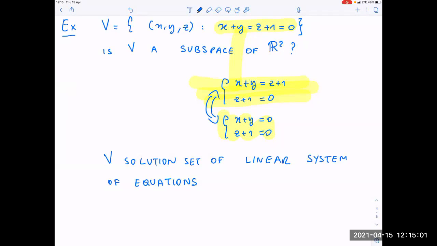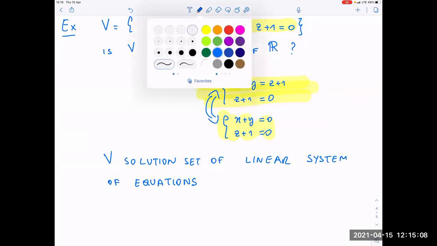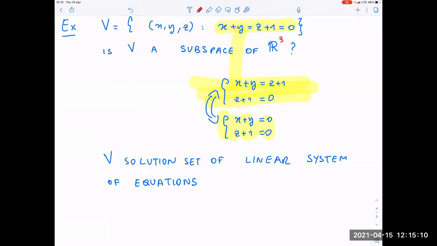Oh, sorry, it is R3. Thank you for letting me know. It is a 3, not a 2, because we have X, Y, and Z. Thank you.